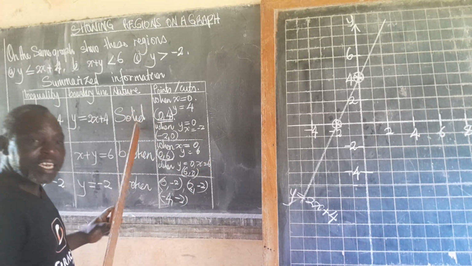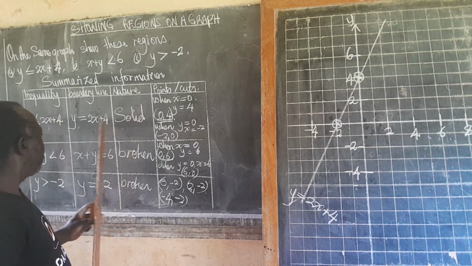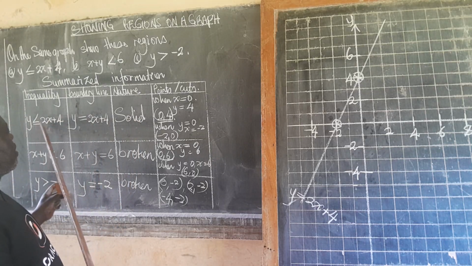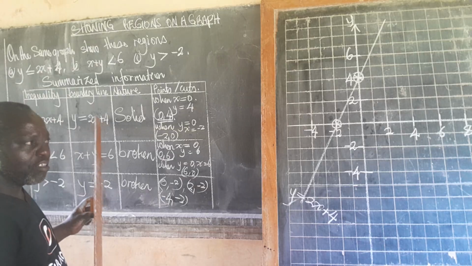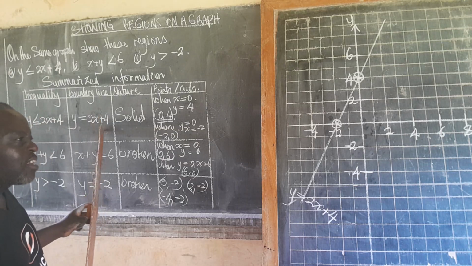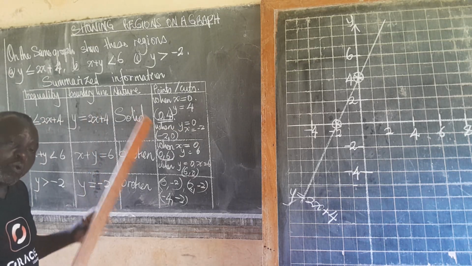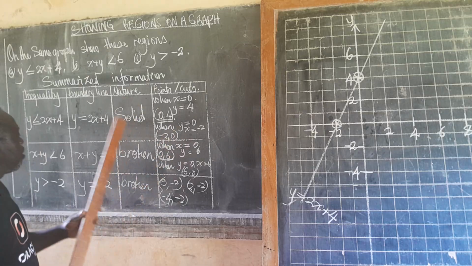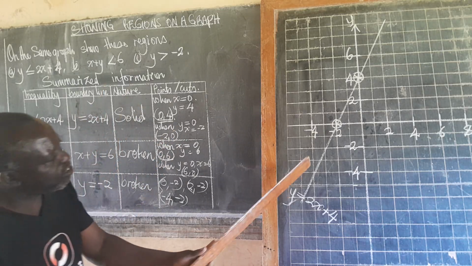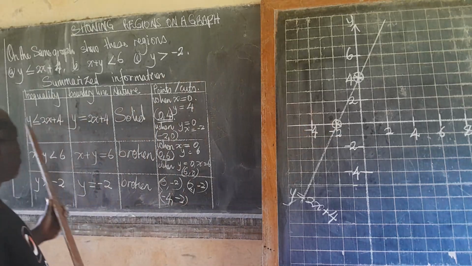Then after that, what's the name? The name of the line is this one. Don't use the inequality sign. The name of the line is the boundary line. Then after that, we have to test which of these regions agrees with this.